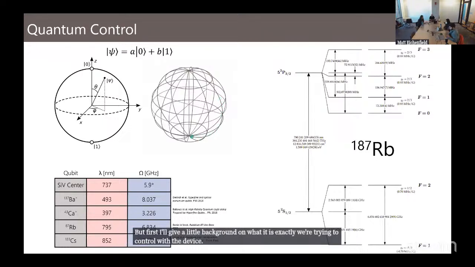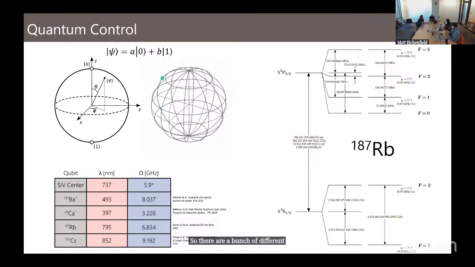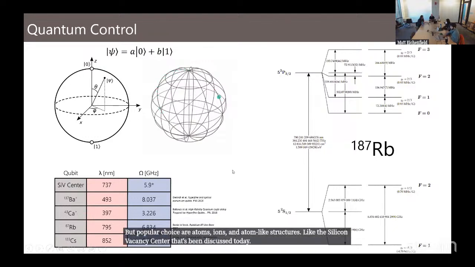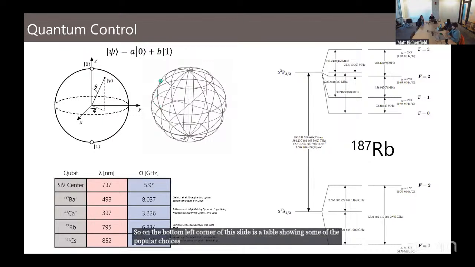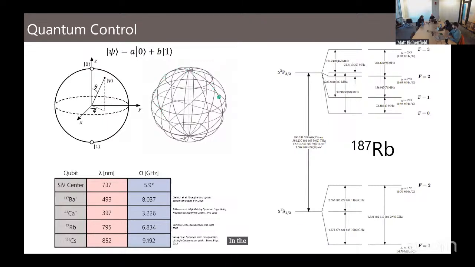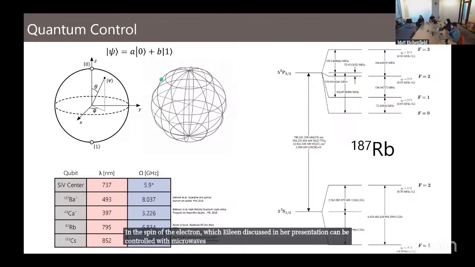There are a bunch of different candidates to encode a qubit for quantum computing, but a popular choice is atoms, ions, and atom-like structures, like the silicon vacancy center that's been discussed today. On the bottom left corner of this slide is a table showing some of the popular choices for qubits. The silicon vacancy center has a transition at a wavelength of 737 nanometers, and you can encode a qubit in the spin of the electron, which Eileen discussed in her presentation, and which can be controlled with microwaves, even acoustic waves, and as I'll discuss in this presentation, with light as well.